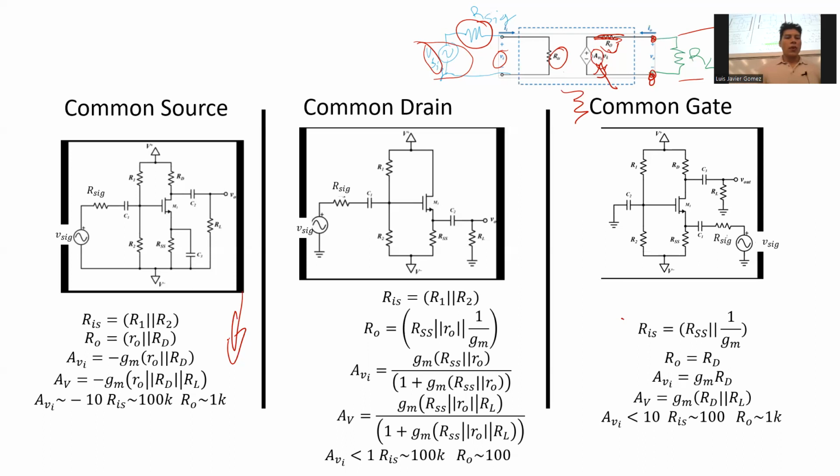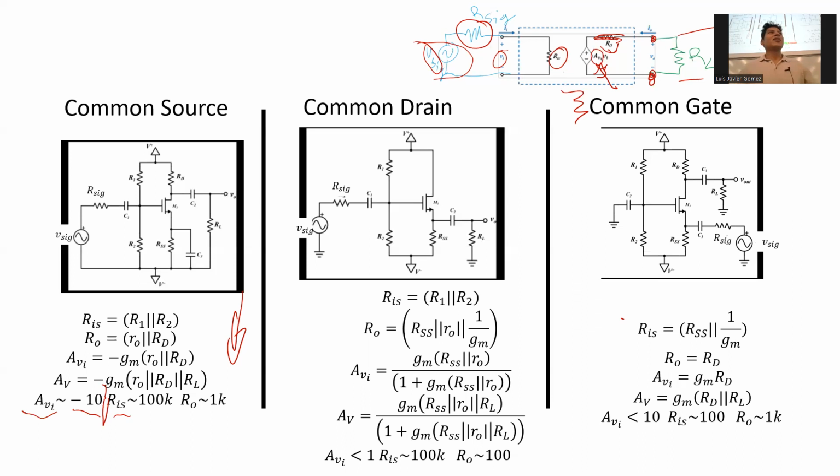So when we looked at these circuits, I derived Avi. For a typical common source, the gain is on the order of negative 10 times the input resistance. So if you have a very high input resistance, then you're going to get a huge gain. The gain is about negative 10, and Ri is on the order of 100K. Sorry, it's too early in the morning. Yeah, I was like, 10 Ri, that sounds huge.